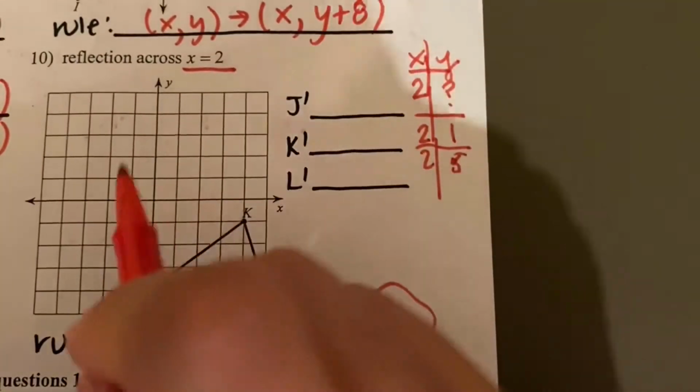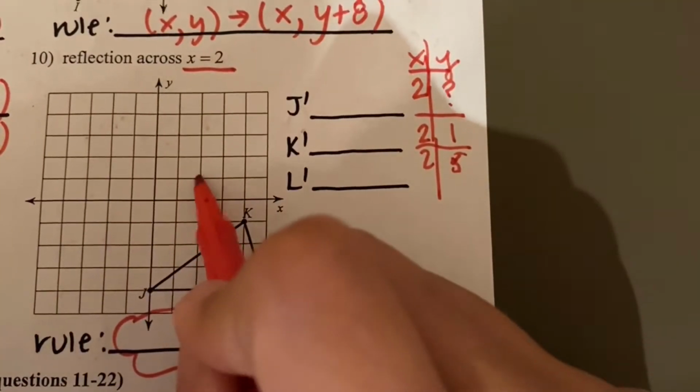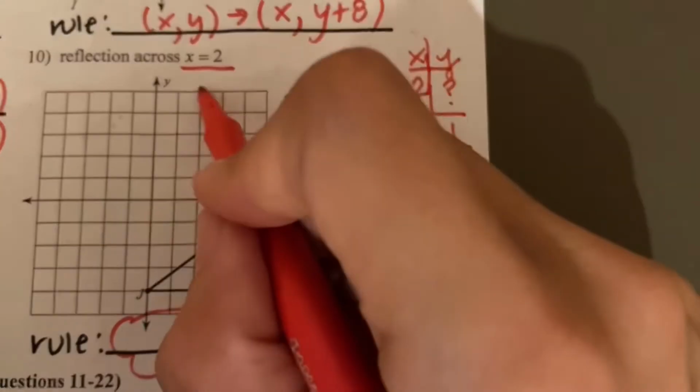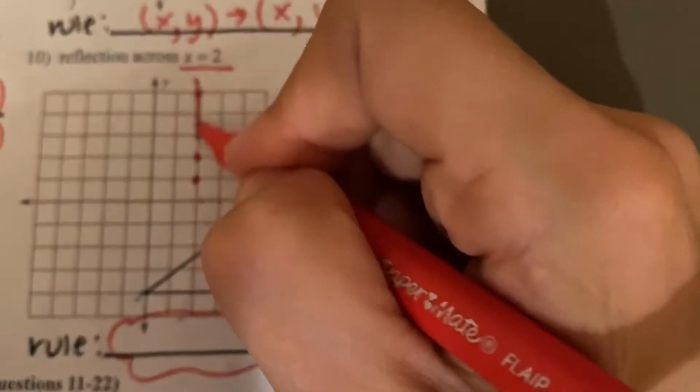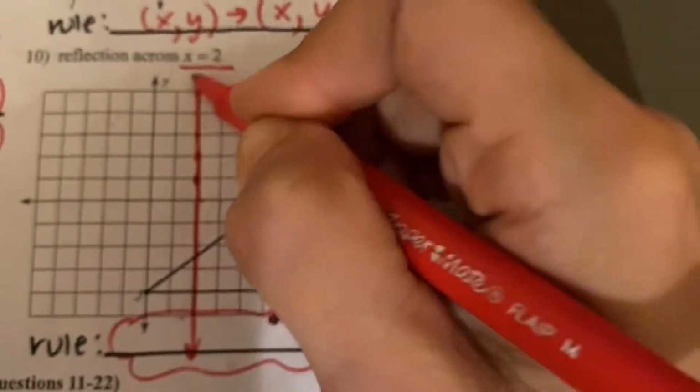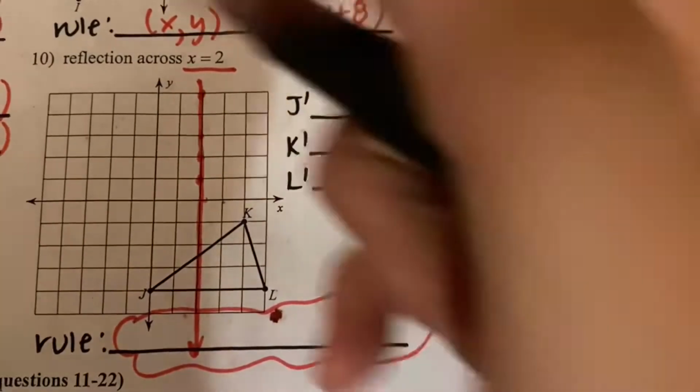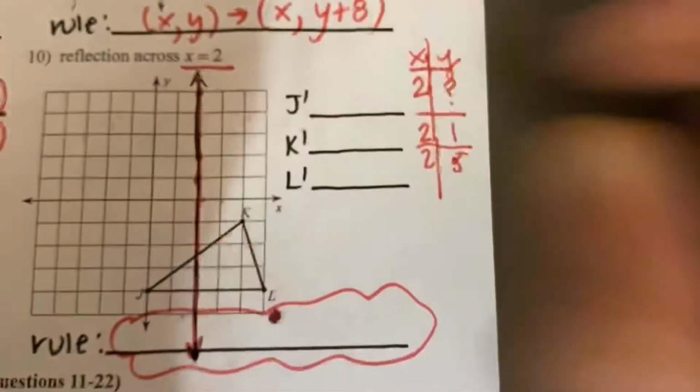We're told x is 2. So let's graph these points: (2, 1), (2, 5), (2, 3), (2, 4). X is 2. This is the line. X is 2. End of story. Or beginning of a story. Let's reflect this over that line.